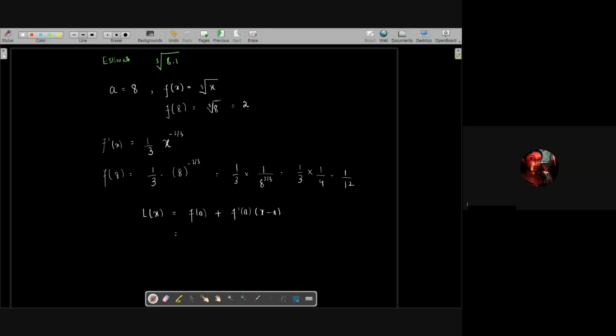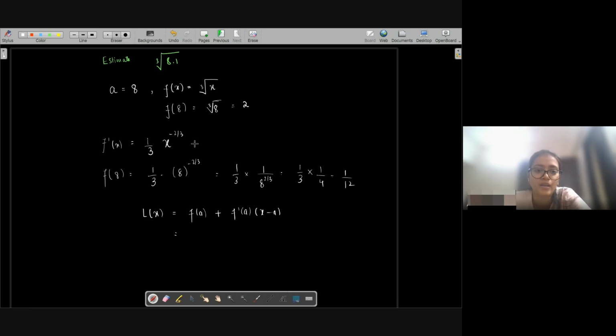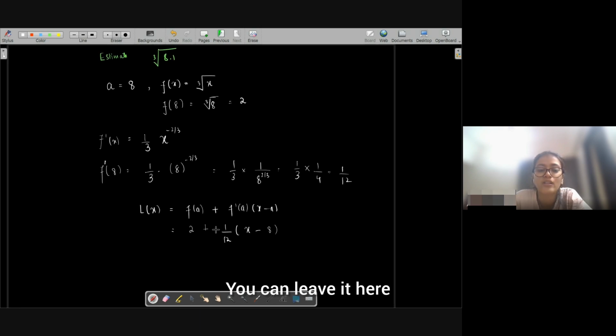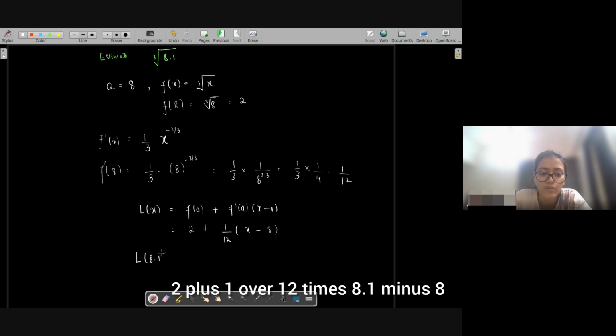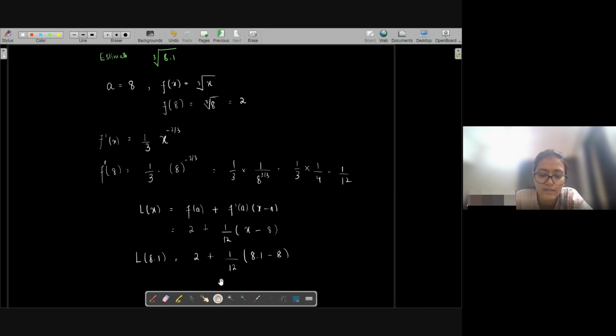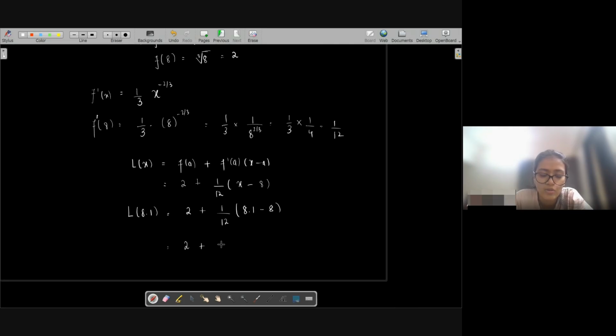1/3 times 1/4. Okay, I got it. So f of a we found was 2, plus f prime of a is 1/12, times x minus a, which is 8. You can leave it here and just find L of 8.1. 2 plus 1/12 times 8.1 minus 8, which will be 0.1.